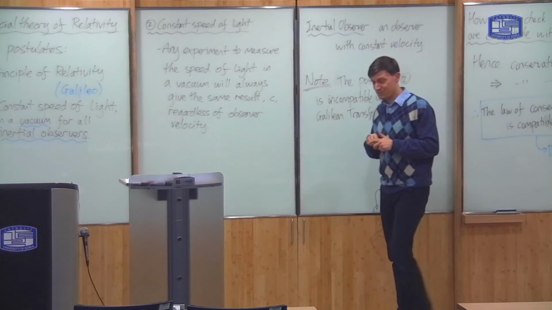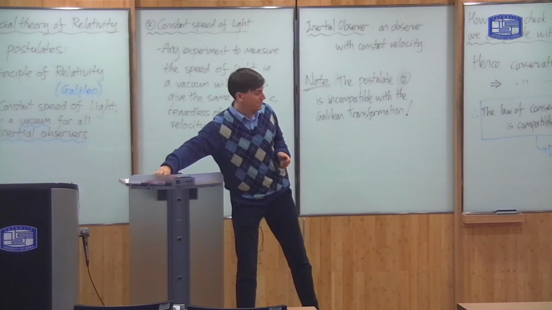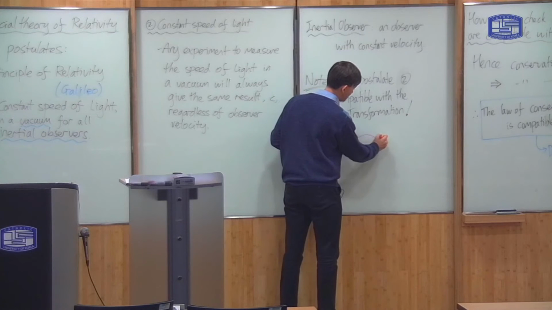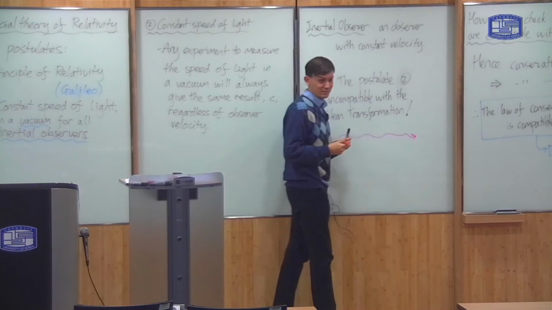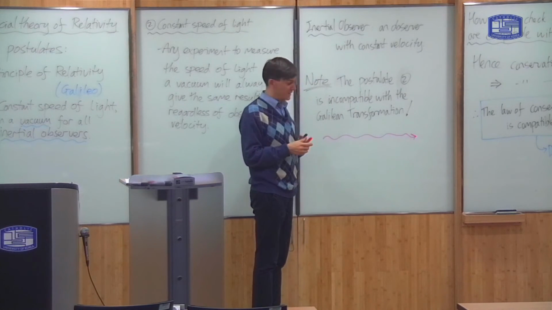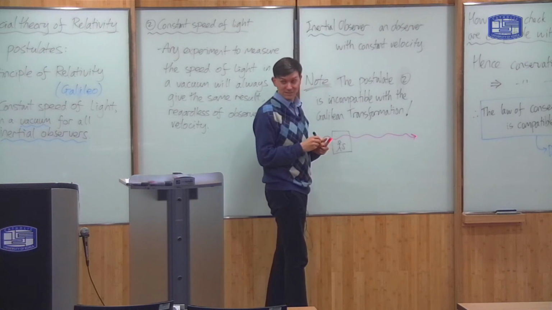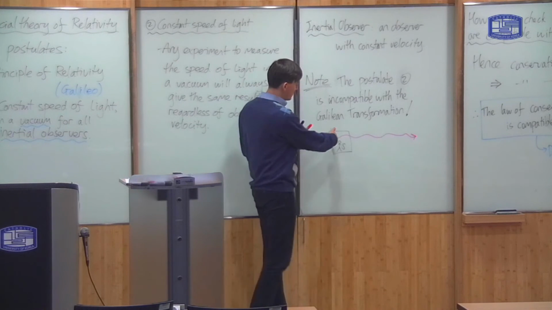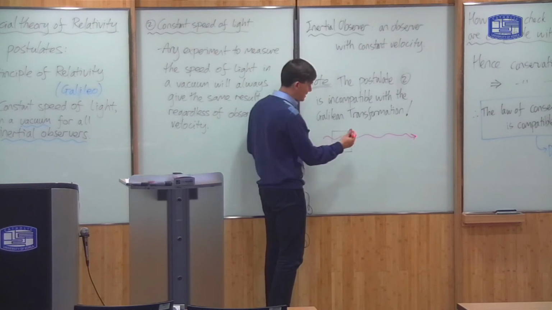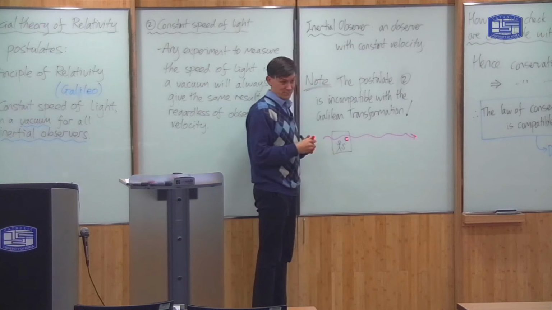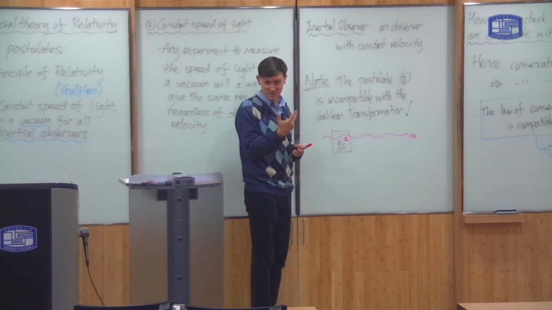Okay, the reason it's incompatible is quite simple to explain. Suppose that I'm doing an experiment to measure the speed of light, so I've got a light beam going along here, and I want to measure its speed. Then suppose that I have one observer here, call him S, who measures the speed of light. So he's doing an experiment to measure the speed of this light beam, and according to the postulate, he must measure the speed c. The postulate says you always measure the speed c.